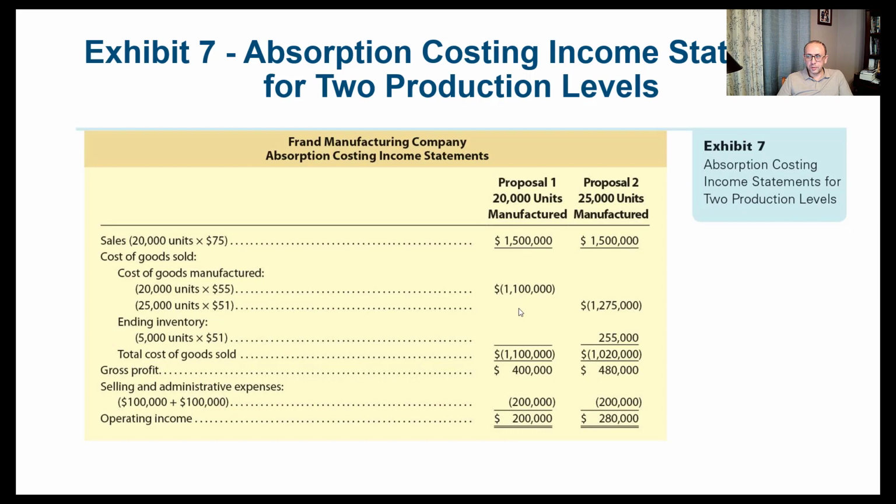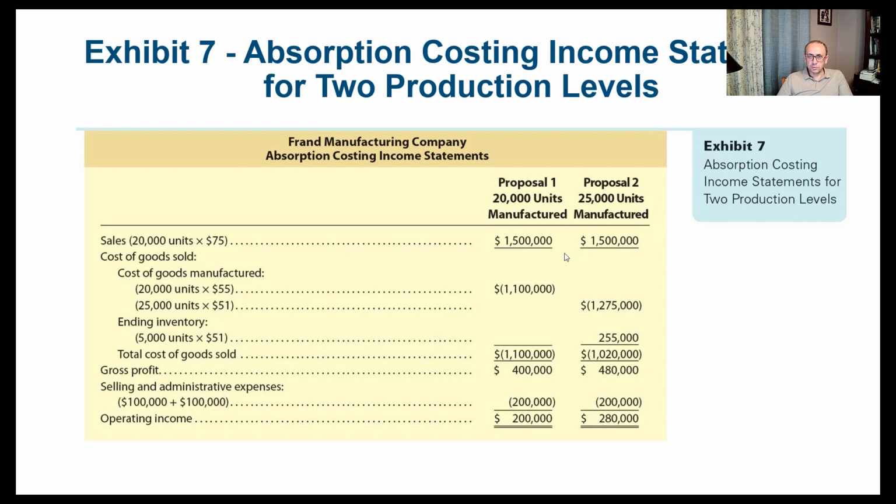Under proposal 1, we don't have an ending inventory, so we get the cost of goods manufactured, which is 20,000 multiplied by 55, which is 1.1 million. Then we subtract ending inventory, and as I said, we don't have ending inventory. So the total cost of goods sold would be 1.1 million. We subtract it from sales, we get gross profit of 400,000. Then we subtract the selling and administrative expenses, which were 100,000 fixed and 100,000 variable. That's 200,000, and the operating income would be 200,000.